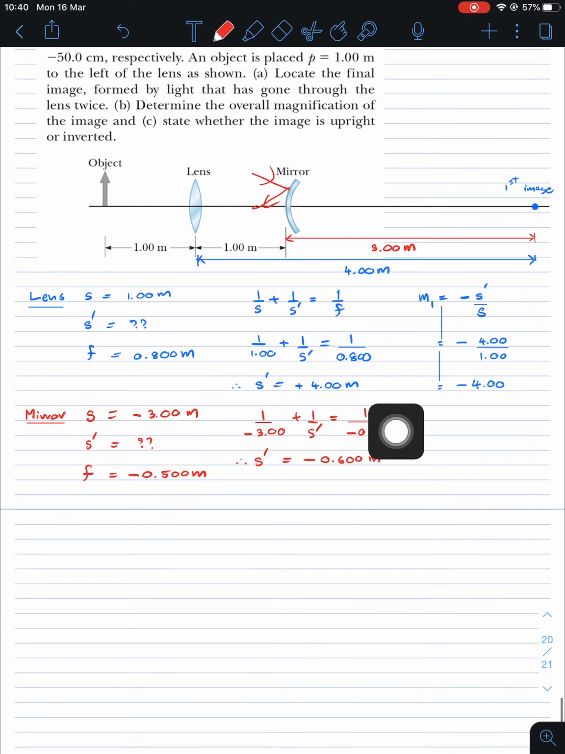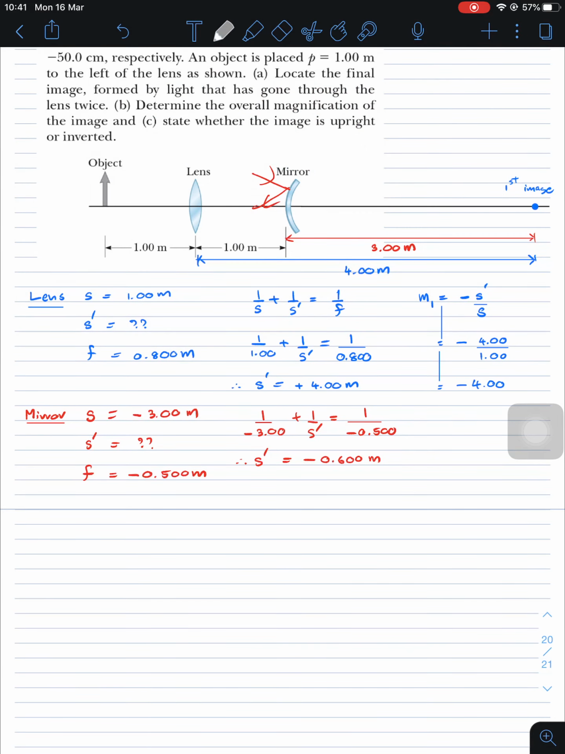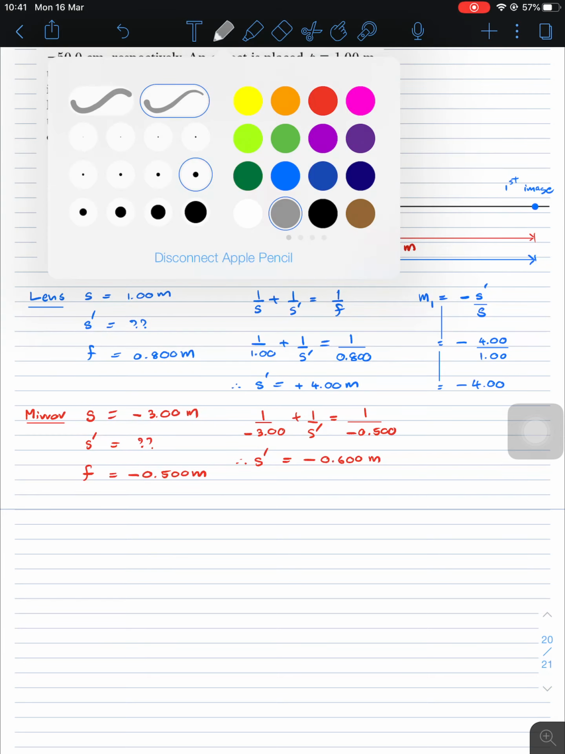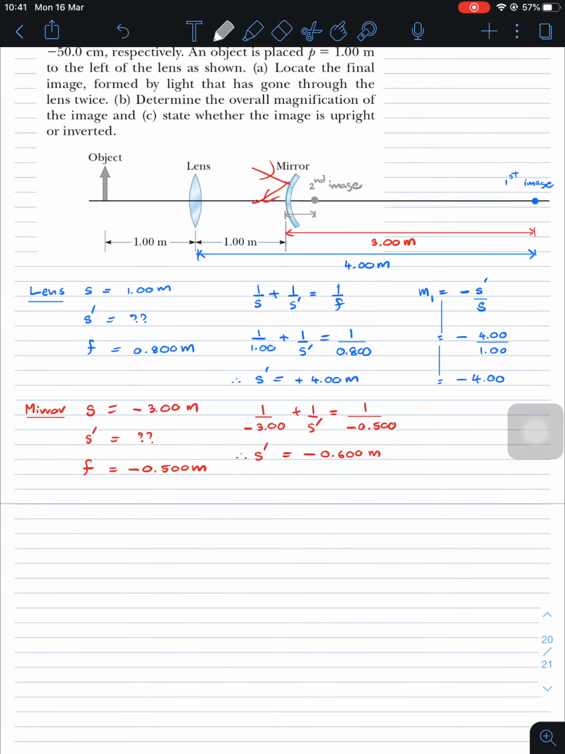So this distance should be somewhere here. This one is going to be the second image, the image from the mirror. And this distance is going to be equal to 0.600 meter.